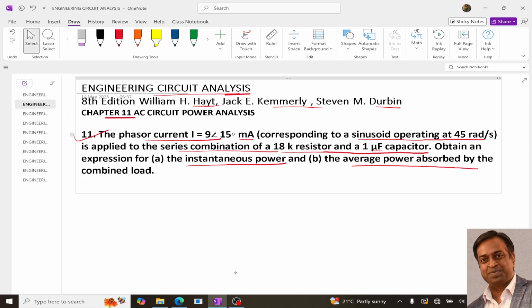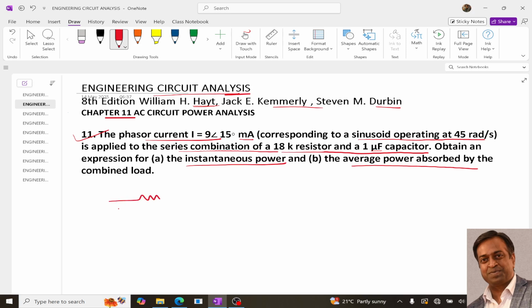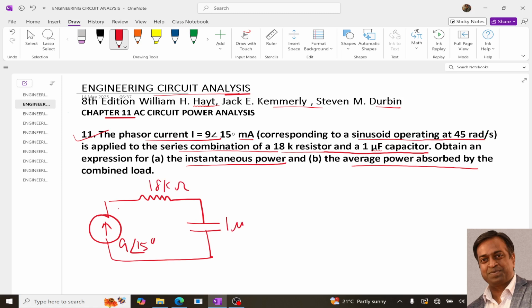So let us draw the circuit. Over here we have a resistor and a capacitor connected in series with a current source. The resistor is 18K, the capacitor is 1 microfarad, and omega is given as 45 radians per second.